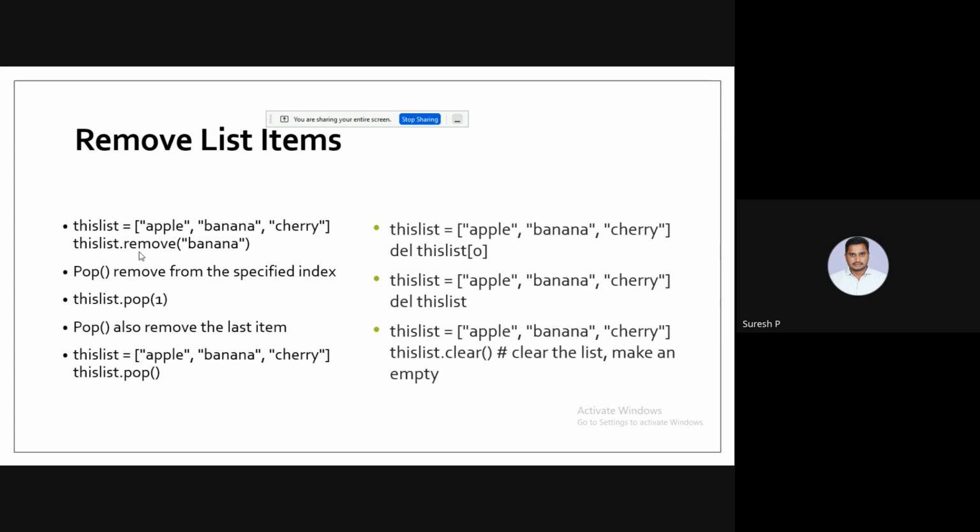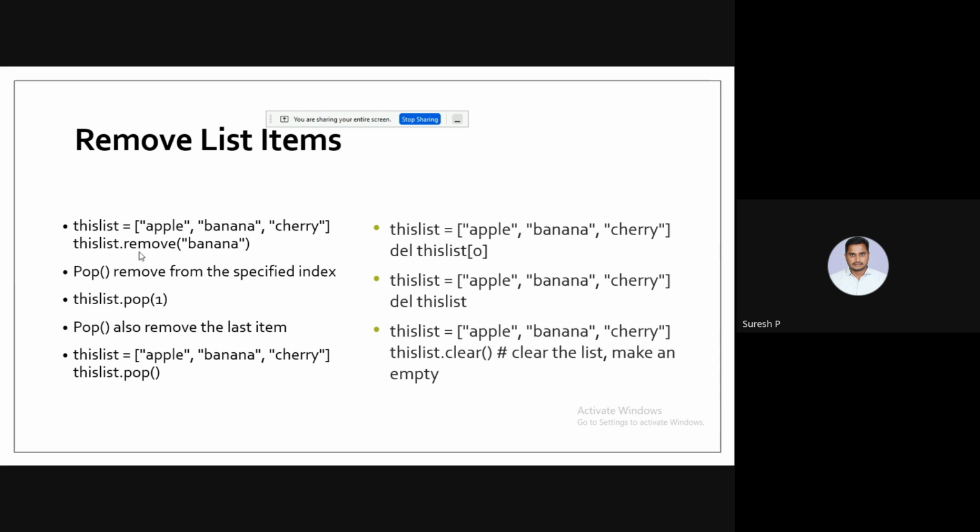And pop also will remove the last item. Even if you do not pass any argument in the pop function, you are not specifying 1, 2, 3 like that, the pop function will work. If you do not pass any argument, it will remove the last element from the list. For example, apple, banana, cherry. Since we are using the pop function without an index, cherry will be removed.